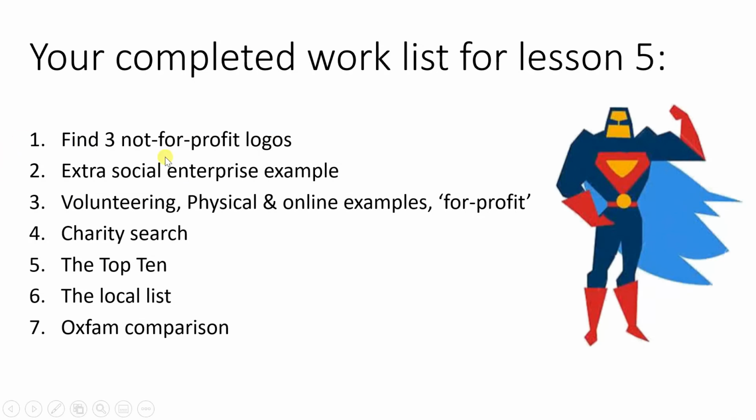The end of lesson 5. You have completed all those 7 tasks and you have completed learning objective 1.2, retail ownership types. Woohoo, well done.